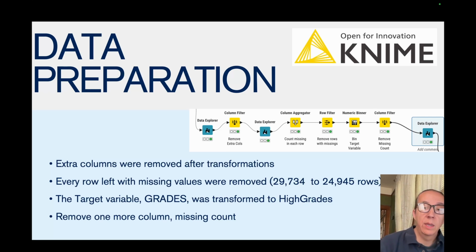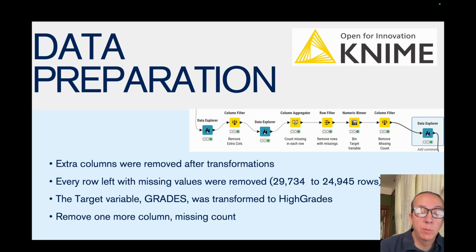It was moved back over to KNIME for additional preparation. The extra columns were removed. Every row with missing values was removed. There was a lot that could not be imputed. Some of them were. Some of the ones that were continuous, I was able to impute. But the ones that were really not continuous, I decided to remove them because it still left 24,000 rows after those were removed.